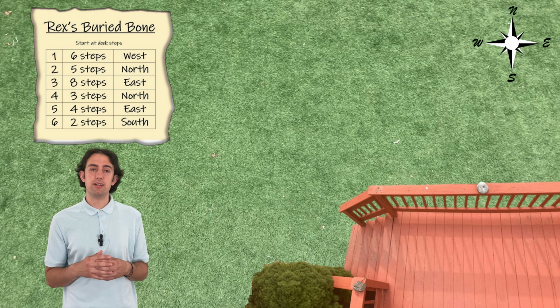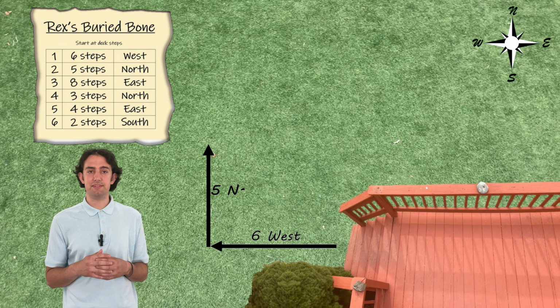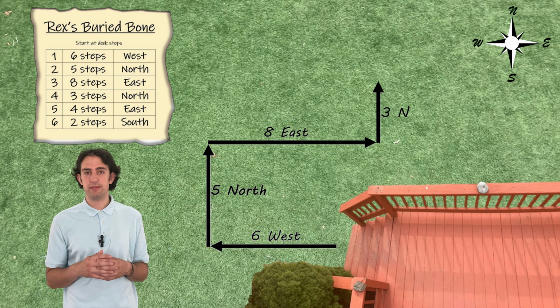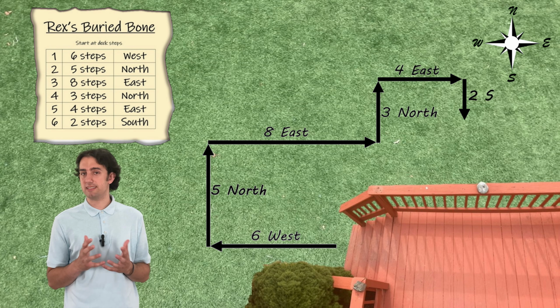Rex used north, south, east, and west for his directions. Rex will begin at the bottom of the stairs and then walk 6 steps west. The second line says to walk 5 steps north. The third line on the map is to walk 8 steps east. Next, Rex will walk 3 steps north. The fifth line tells us to take another 4 steps east, and lastly, the final line is 2 steps south.